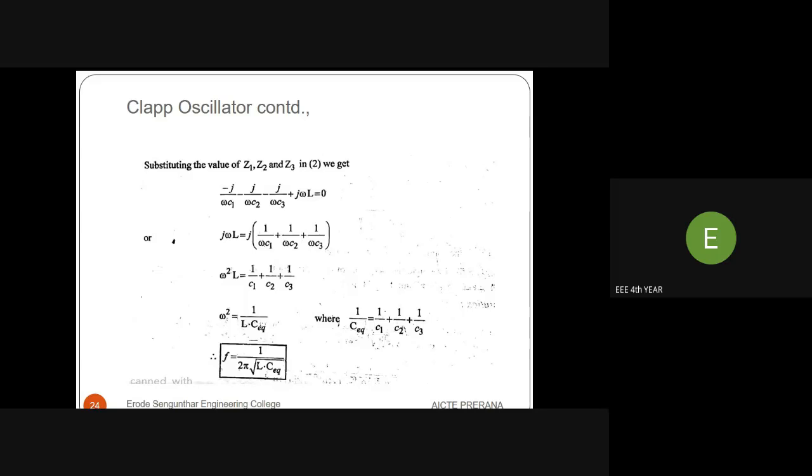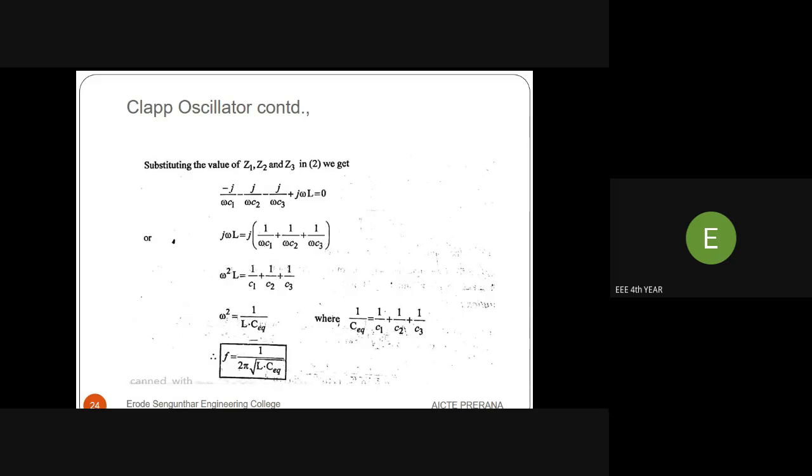Rearranging this equation, we are getting omega square L equal to 1 by C1 plus 1 by C2 plus 1 by C3. Now replacing 1 by C1 plus 1 by C2 plus 1 by C3 equal to 1 divided by C equivalent. We are getting omega squared equal to 1 divided by L into C equivalent. Now substituting omega equal to 2 pi f, we are getting (2 pi f) the whole square equal to 1 divided by L into C equivalent.